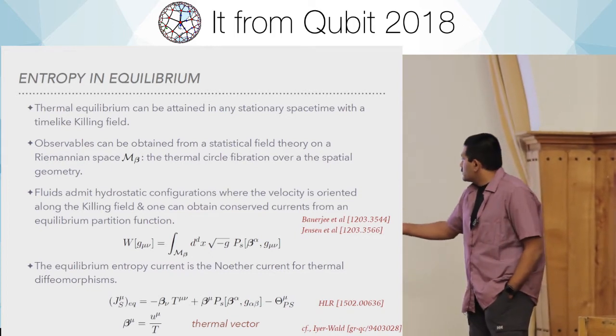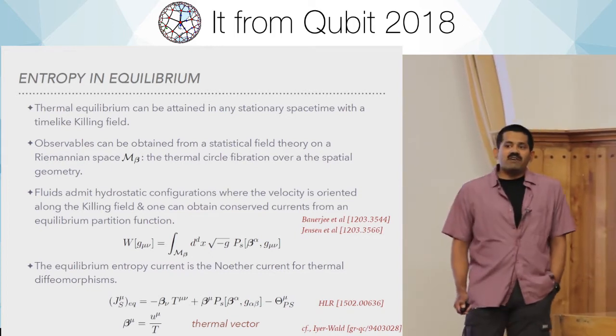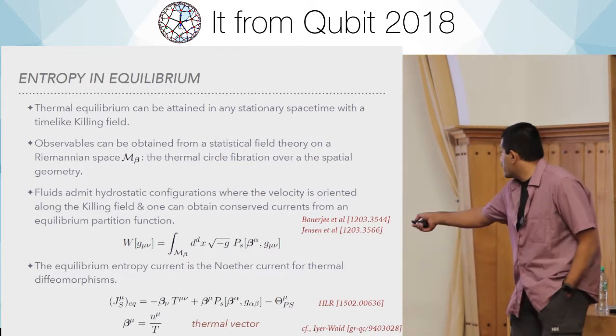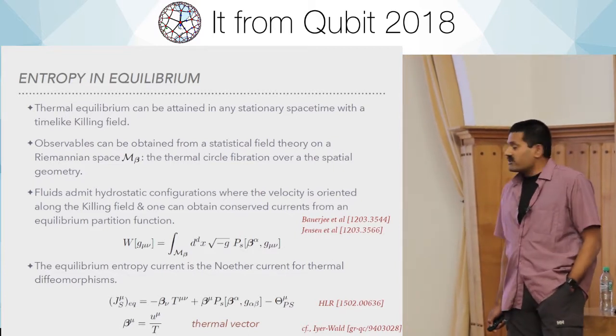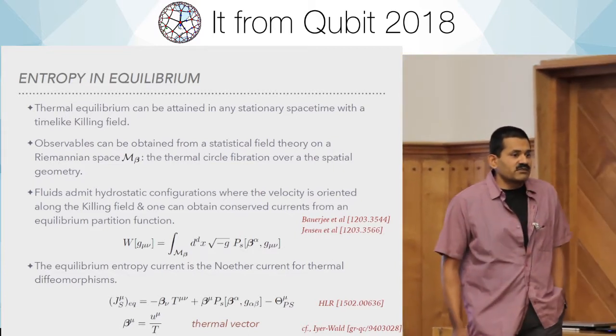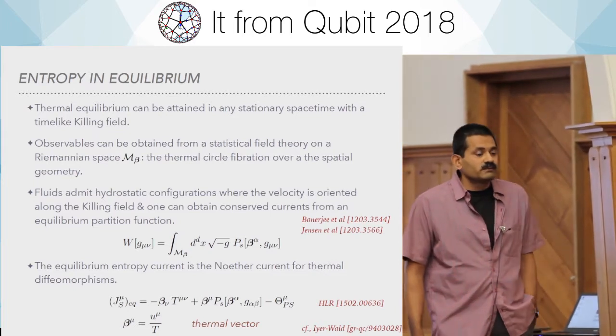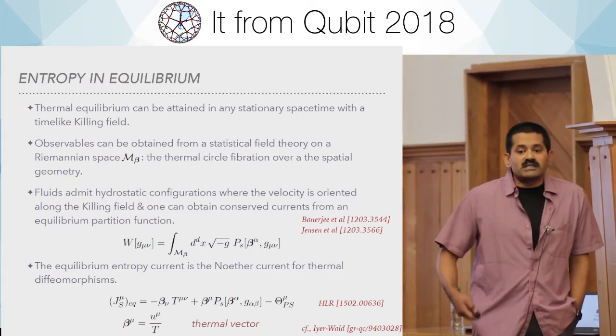So now that given this generating functional, I can vary this generating functional with respect to the spatial source, with respect to the metric, and get the energy momentum tensor, the conserved current. That's just a Noether construction. You can ask, what is the entropy current? Where does the entropy current come from?